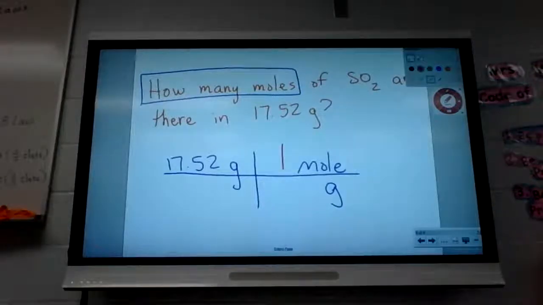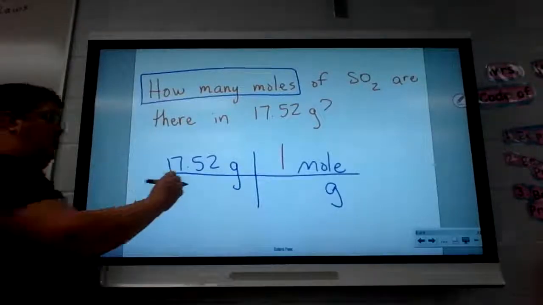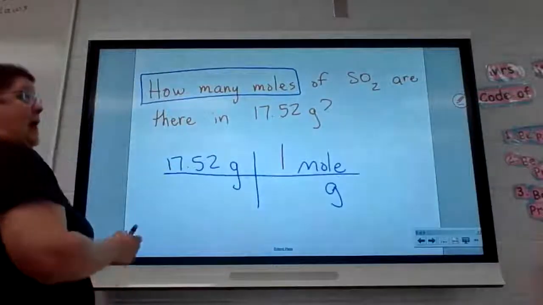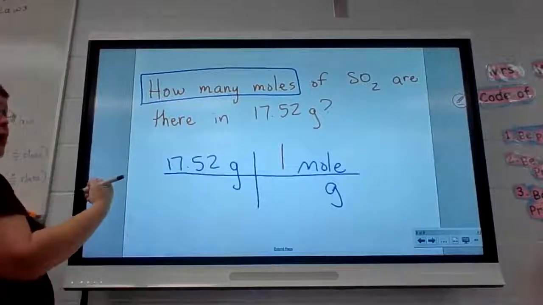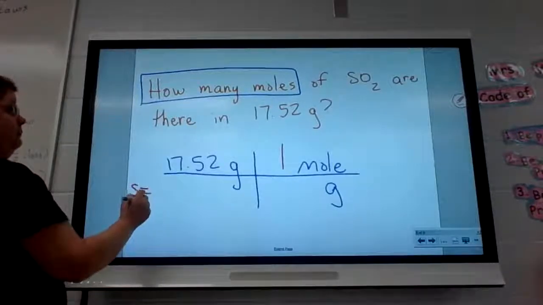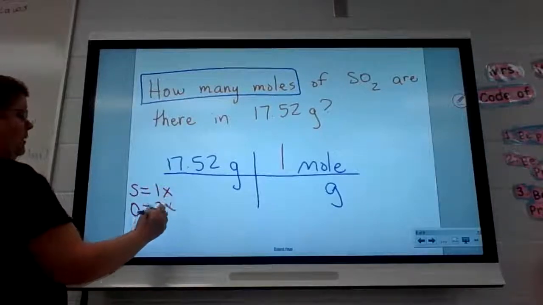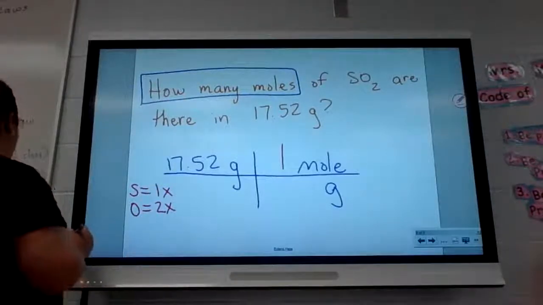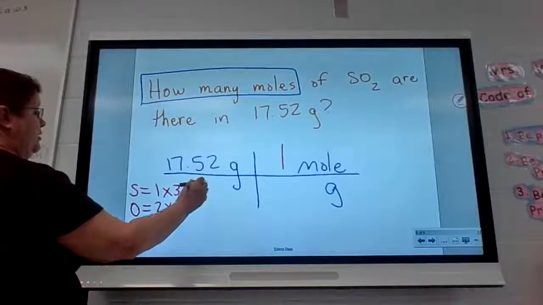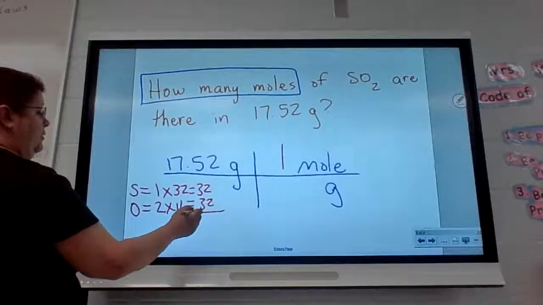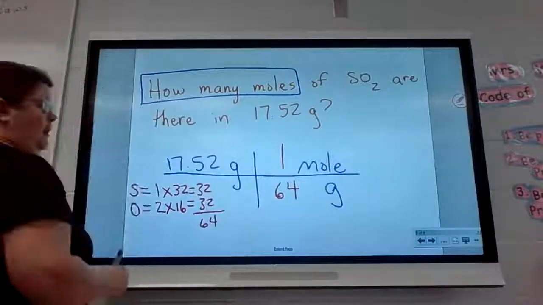Molar mass. Now, if it was just an atom, we'd look up there, find its mass, and write it down. But we can't because we have a compound. So we have to do what we learned today. How many S's do we have? How many O's do we have? 2. I'm going to use whole numbers. What's the mass of sulfur? 32. What's the mass of oxygen? 16. So 32, 32, 64. And we're ready to calculate.